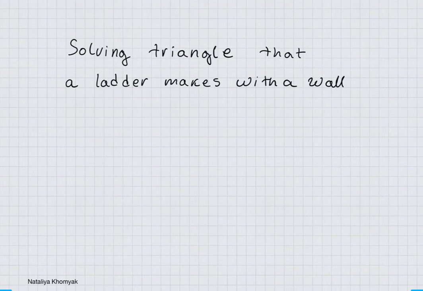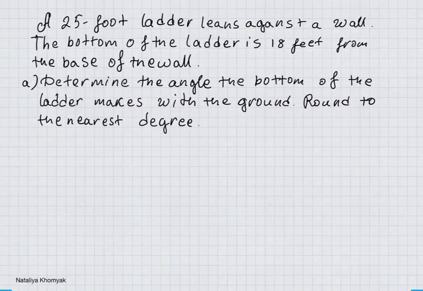Hi all, here we're going to be solving the triangle that a ladder makes with a wall. It will be a three-part question. A 25-foot ladder leans against the wall. The bottom of the ladder is 18 feet from the base of the wall.